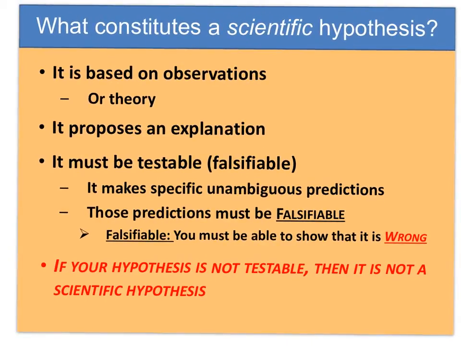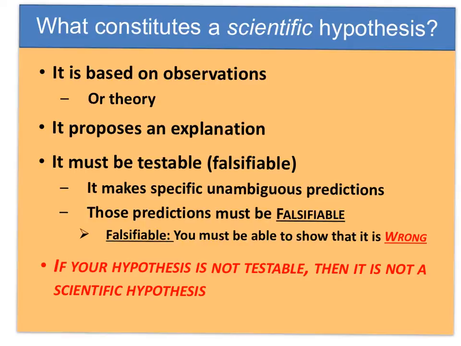Okay. So here we go. We have an observation, or we have theory that people have proposed, and that we could perhaps test some of the predictions of those theories. The explanation is the actual hypothesis for why we observe what we observe. And it must be testable.